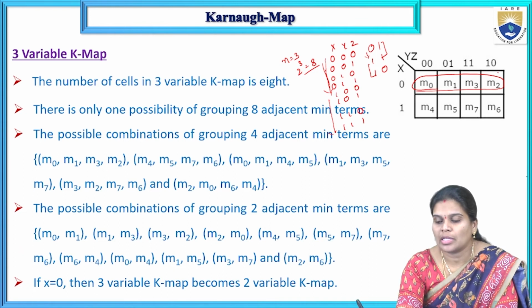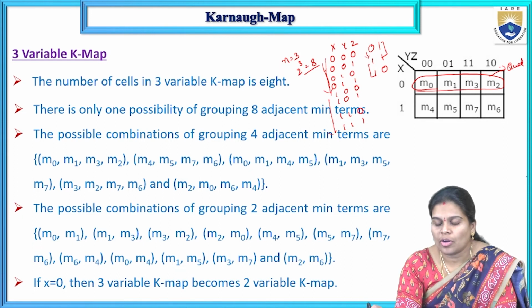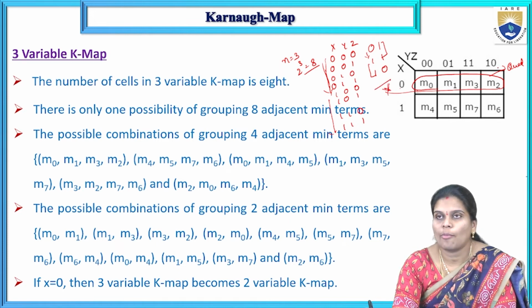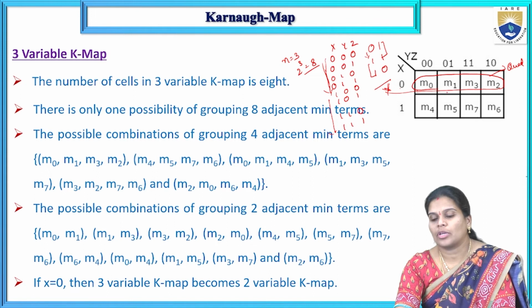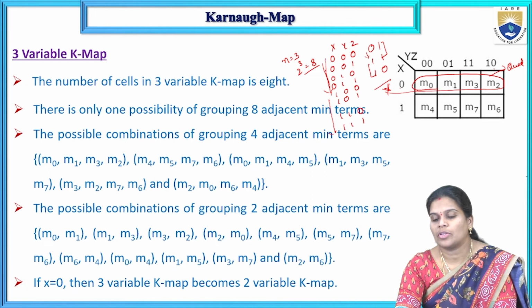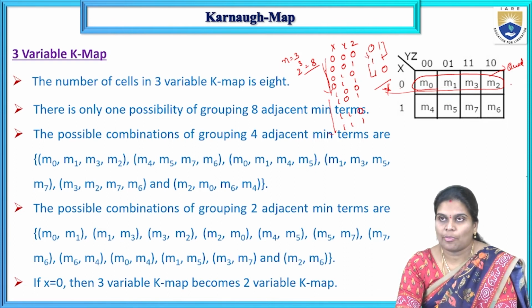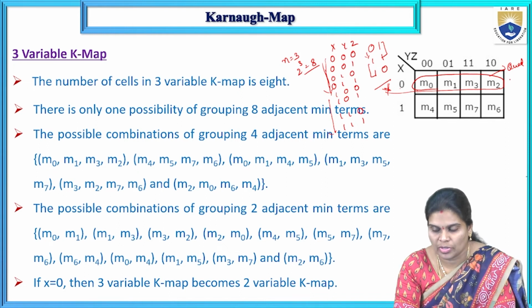Here the 4 ones are there, so this is the quad. How can we write the expression for this one? On the left hand side we have only 0, so that is x bar. Coming to the other variables, there is no common one: 0 0, 0 1, 1 1, 1 0. So only x bar is common. This is the possible combination of these 4 ones.